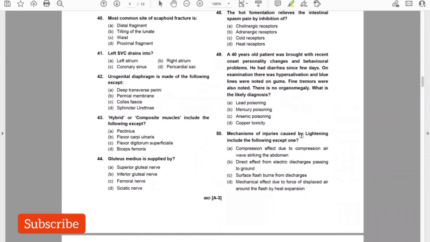Mechanism of injuries caused by lightning include all of the following except one. Compression effect due to compression air waves striking the abdomen. This is not the effect, so this is the exception.